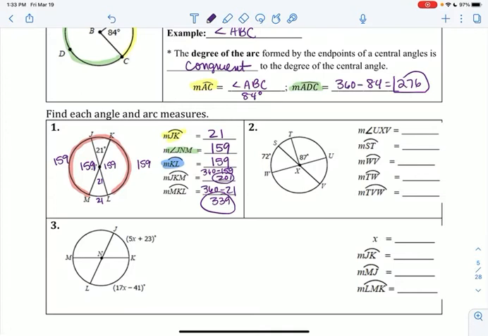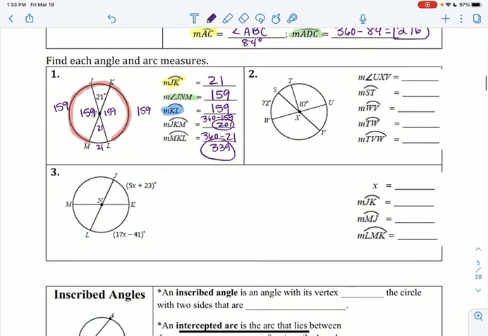All right, let's do an algebra one, like number 3. This is a line. That's a diameter. This, which I'm highlighting in yellow, is half a circle. Remember, a whole circle is 360 degrees, so half a circle would be 180 degrees. If I add those two arcs together, I'm going to set them equal to 180 degrees. Combine the x's, the 5x and the 17x, that's 22x. Combine the 23 and the negative 41, that's negative 18.